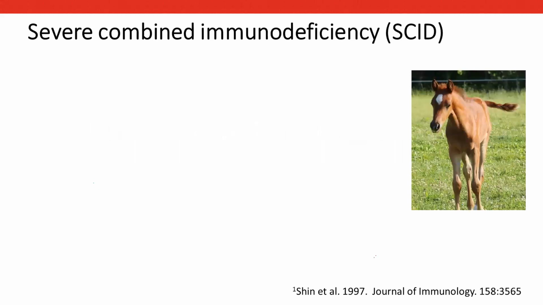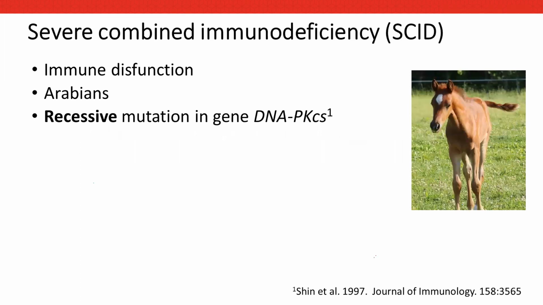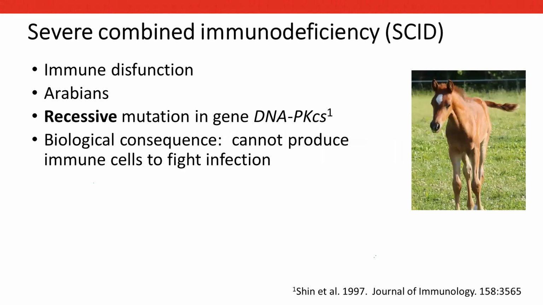So if you breed Arabians or are interested in Arabians, SCID is probably familiar to you. Severe combined immunodeficiency. As its name suggests, it's a dysfunction of the immune system. It is found in Arabians and it is recessive. As a consequence of this mutation, horses with it cannot produce immune cells that they need to fight off infection. And so after the foal is about 5 months old, when the immunity from its mother is past, that horse itself cannot fight off infections if it becomes ill.